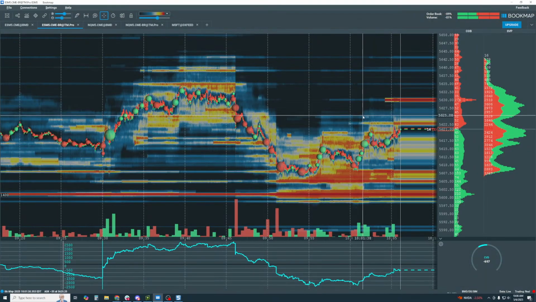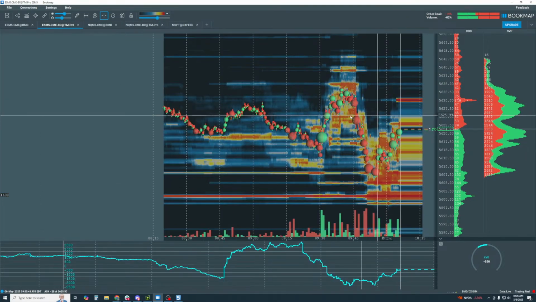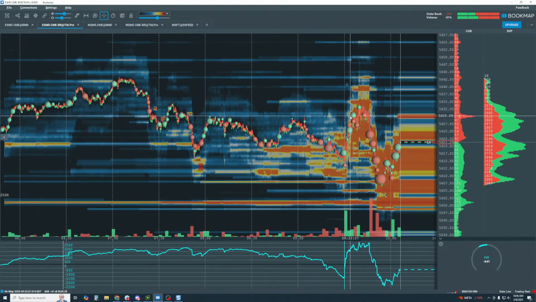All right, let's jump in. We're going to look at the S&P E-mini. Here it is, and bigger picture, well, we sold off pretty hard today.